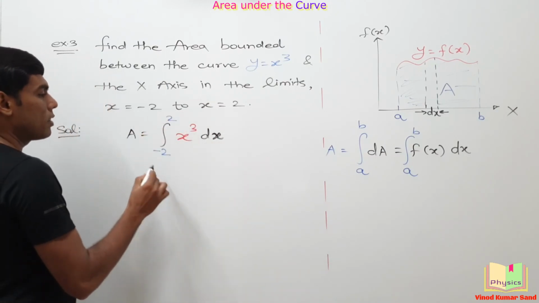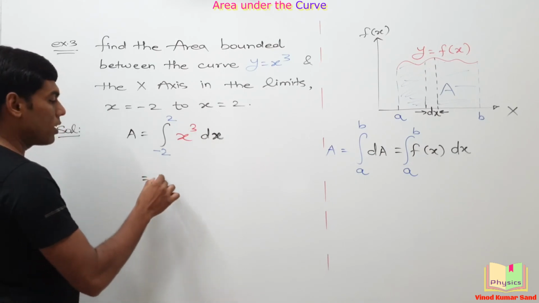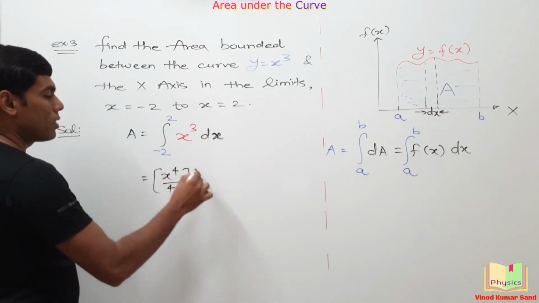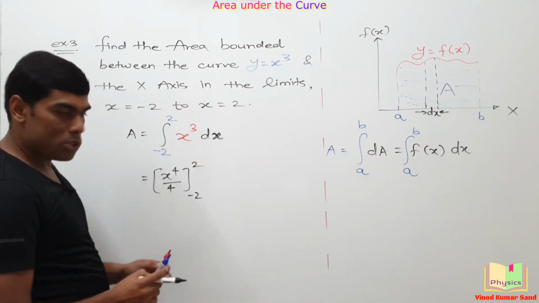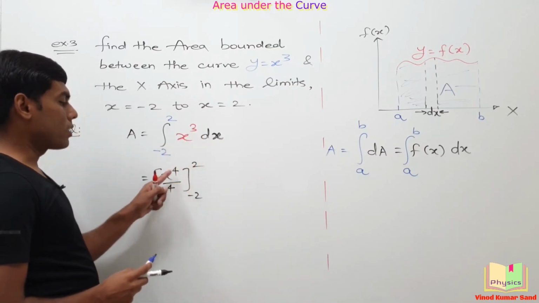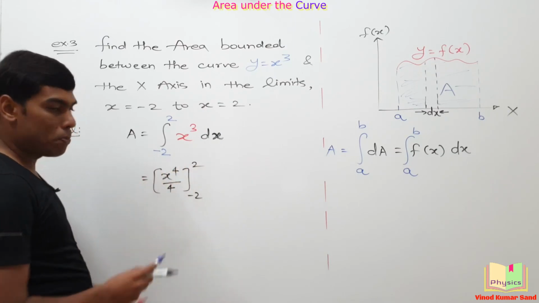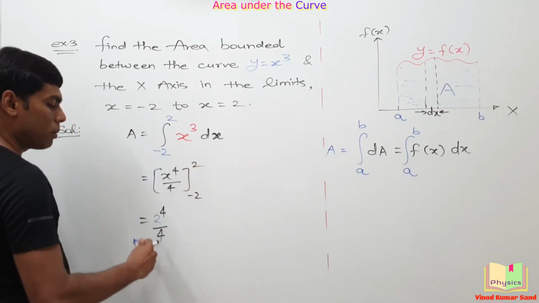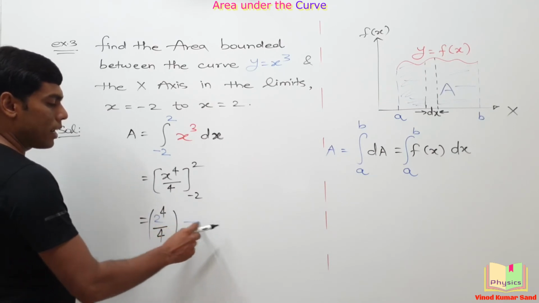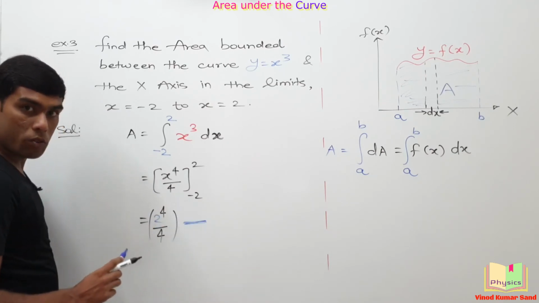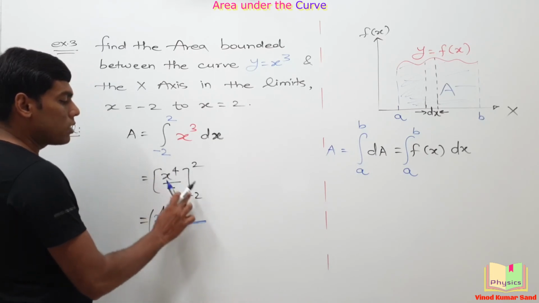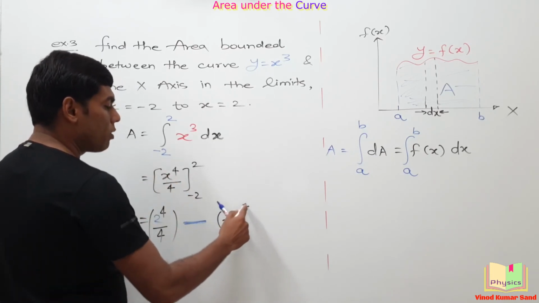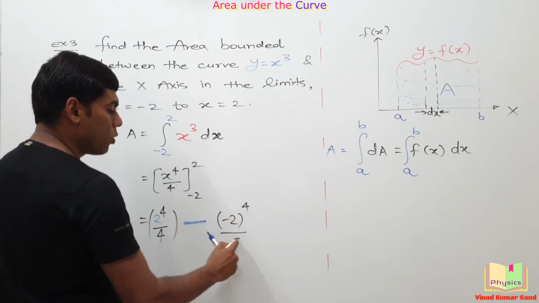Let us simplify things. Integration of x cube will give you x to power 4 divided by 4. The lower limit is minus 2 and the upper limit is plus 2. Now at the place of x, first of all we will put the upper limit. So it will become 2 to power 4 divided by 4. Then there is a negative sign in the formula itself. At the place of x, now we need to put the lower limit. So minus 2 to power 4 divided by 4.